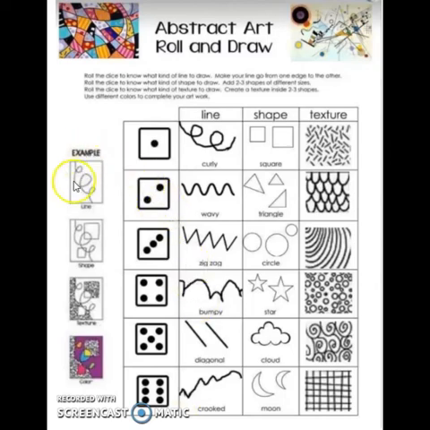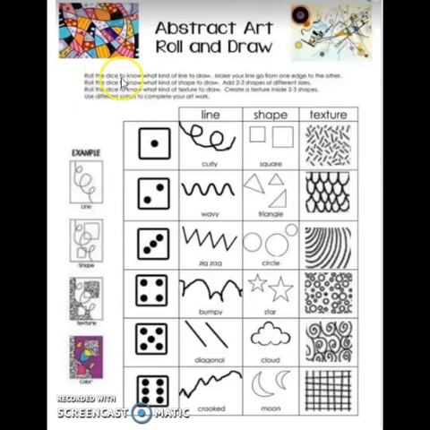Okay, so for today's lesson, we're going to play Abstract Art Roll and Draw. So, here we've got some examples of some lines, shapes, textures, and color. And really with the textures, it's more like a pattern. But it implies that it has a certain feeling. Like this should feel like scales, but really it's pattern.